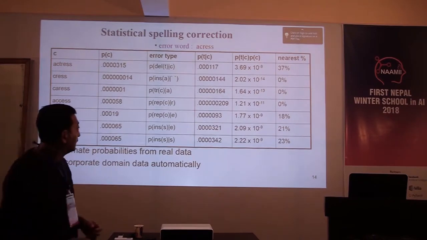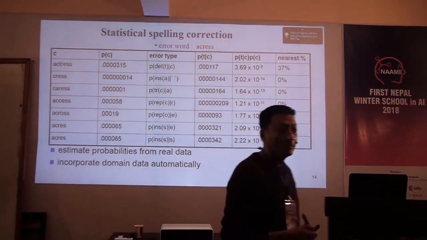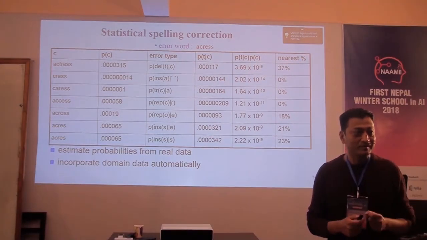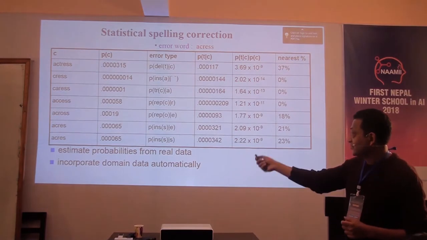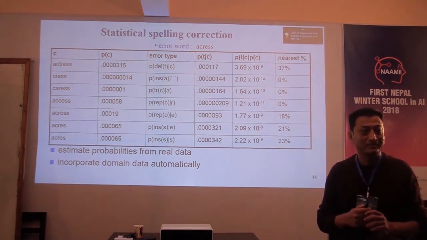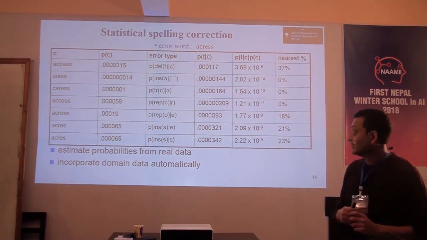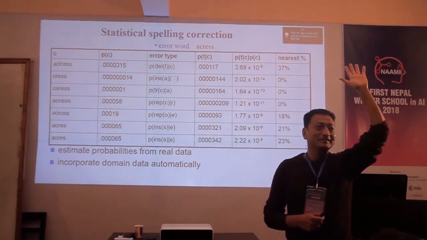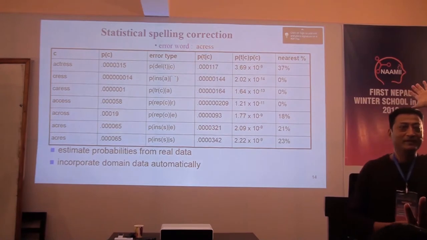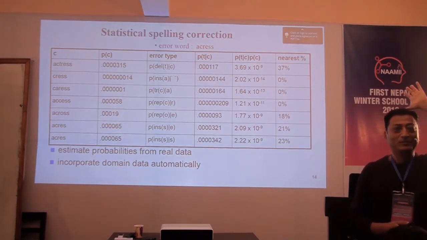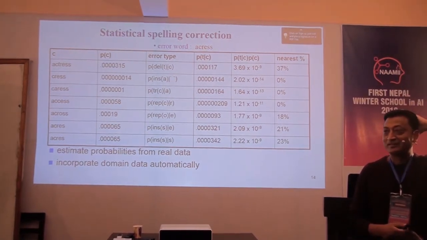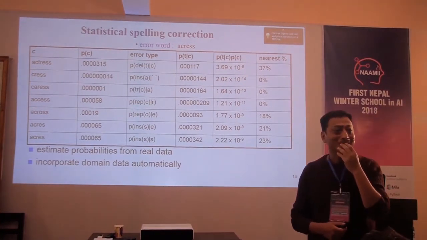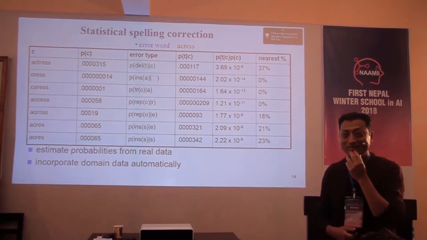Okay, so now the question. Remember that this class is going to be interactive, so there'll be a lot of questions. So which is the correct word? Okay, how many for actress? Okay, about 70%. Okay, any other word?